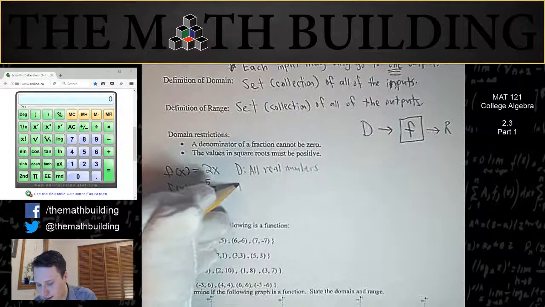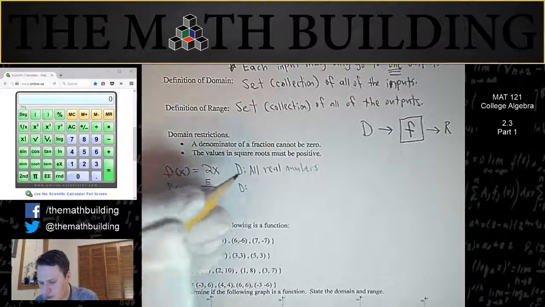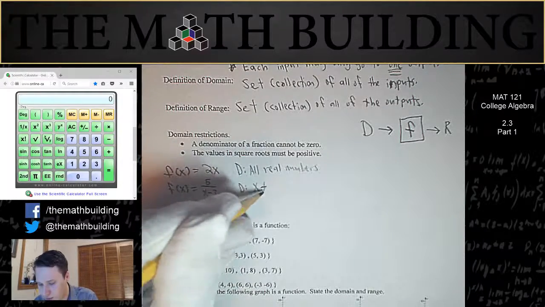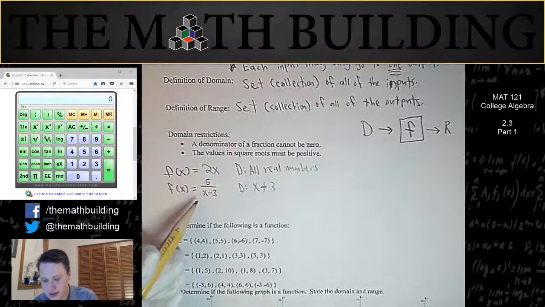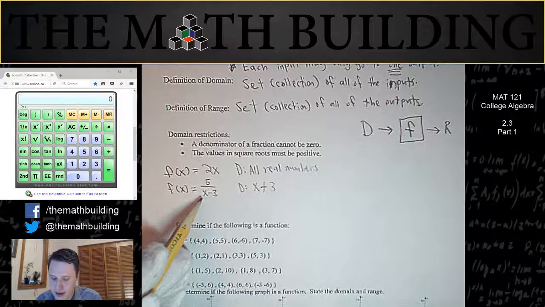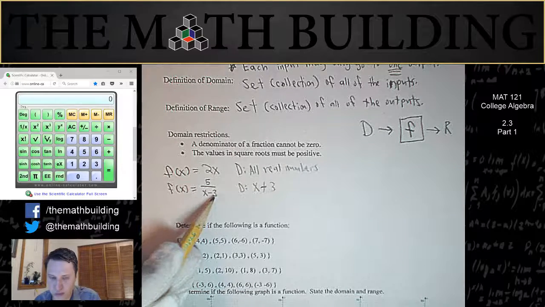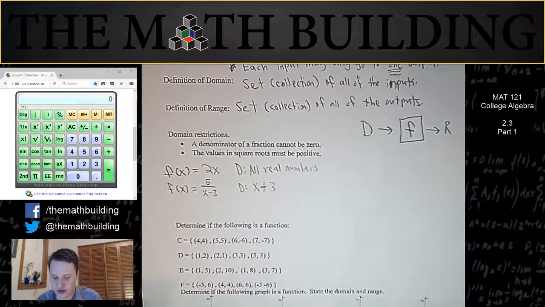Hopefully you got it. The only restriction in this domain is going to be positive 3. X can't be 3 because if it was, 3 minus 3 would be 0, and we can't divide by 0. Let's do another one.